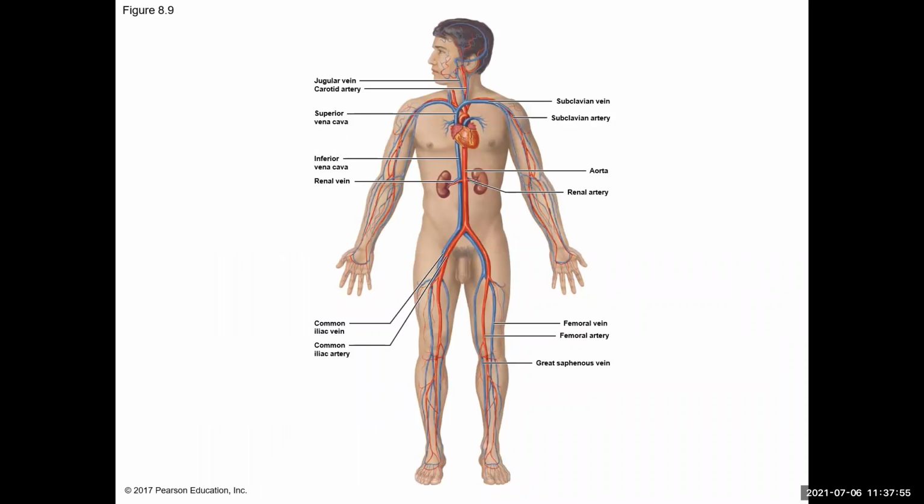right? But now if we look at the other arteries and veins, you can see the superior vena cava, the inferior vena cava, the subclavian vein and arteries here. There you have your jugular and carotid. You have your iliac vein and your iliac artery, your femoral vein and artery. So those larger arteries and veins that are bringing blood and carrying it back to a large portion of the tissues.